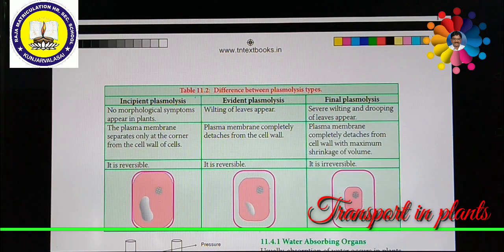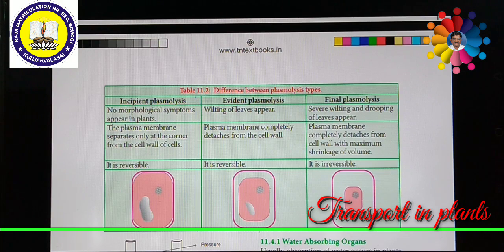This is called plasmolysis. Plasma means cytoplasm, lysis means breakdown. So the cytoplasm is broken down by the removal of water molecules present inside the cytoplasm to the outside. So this is called plasmolysis.